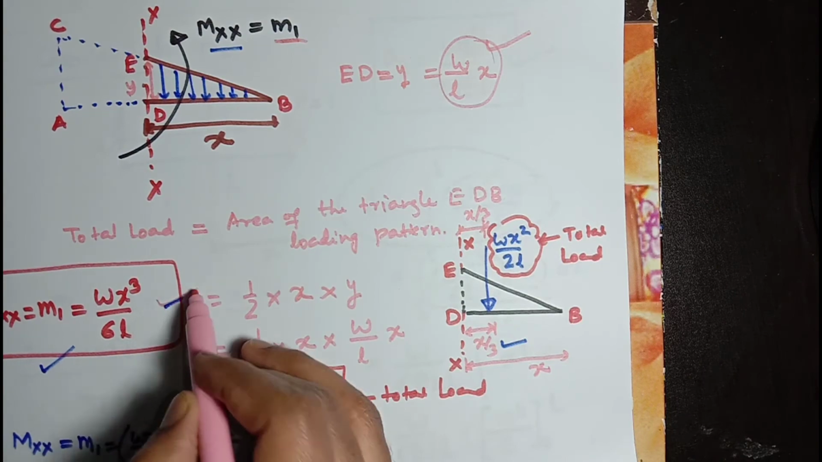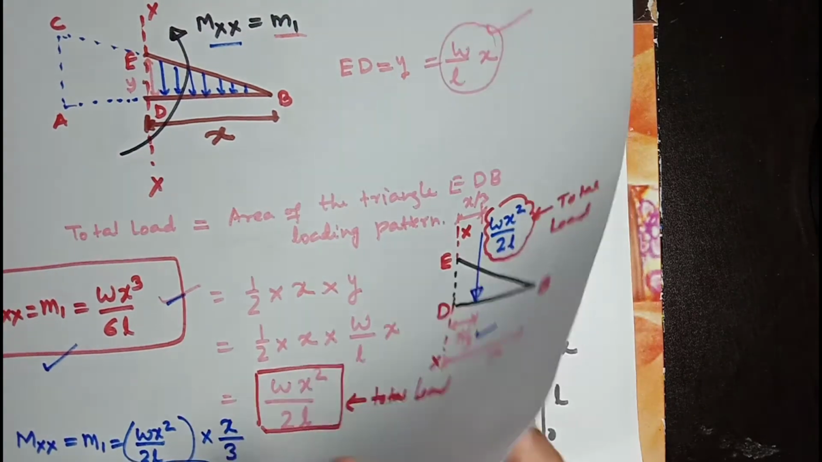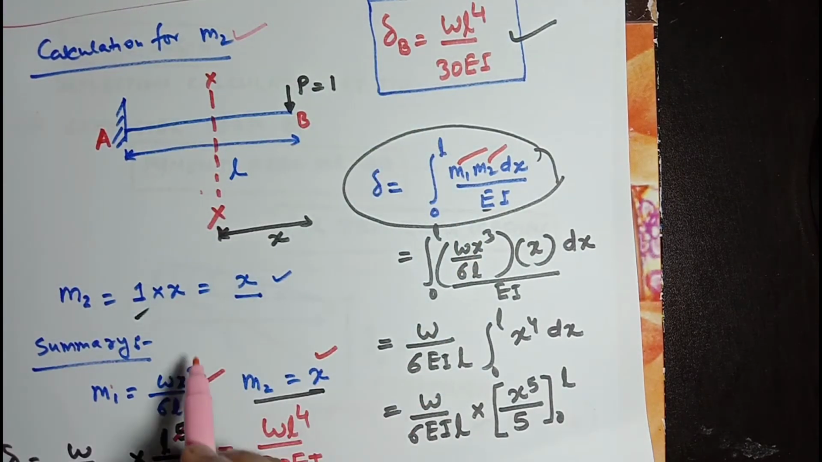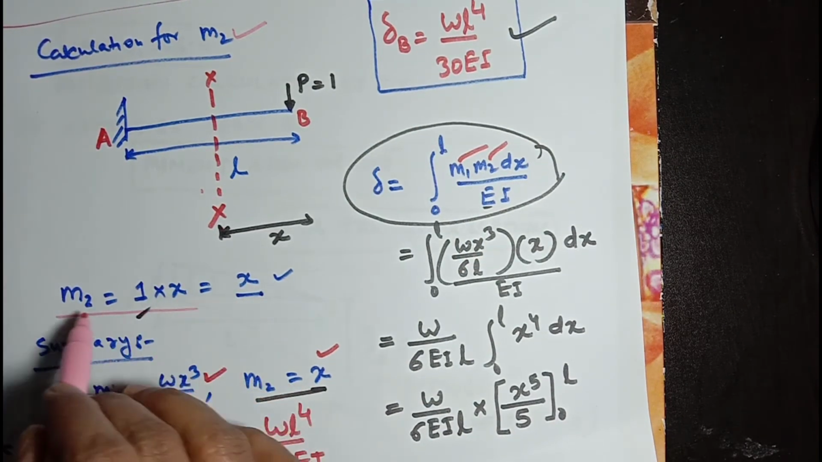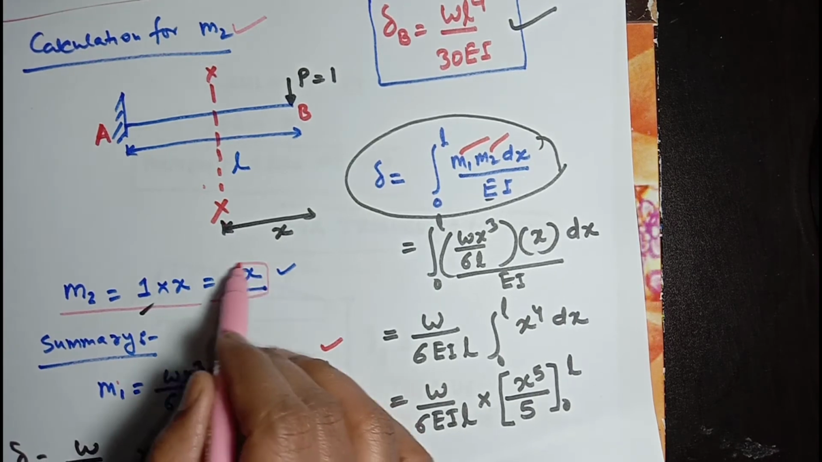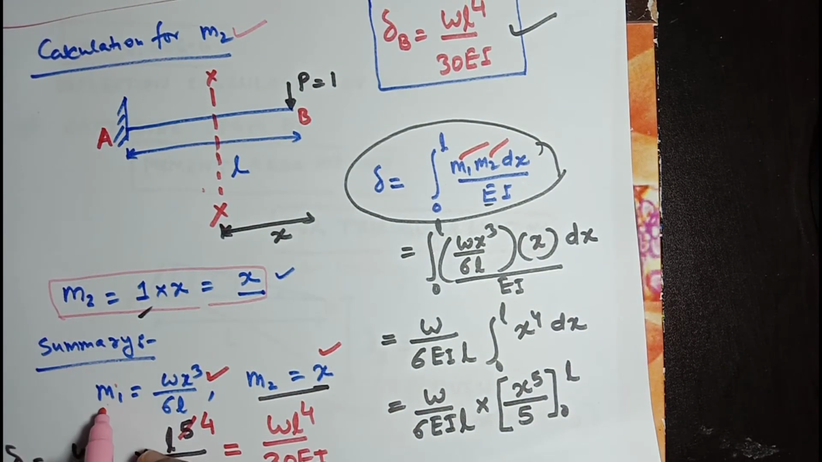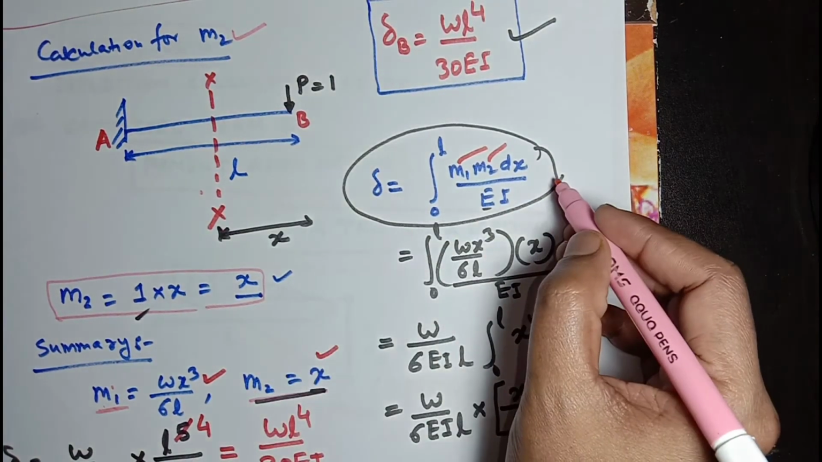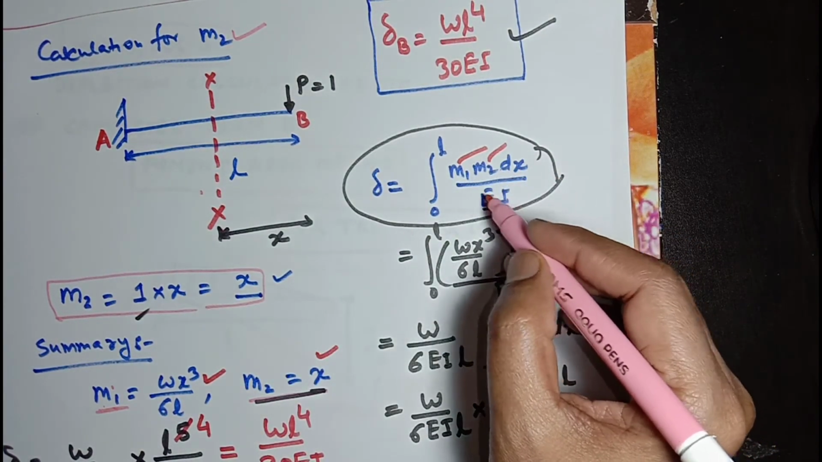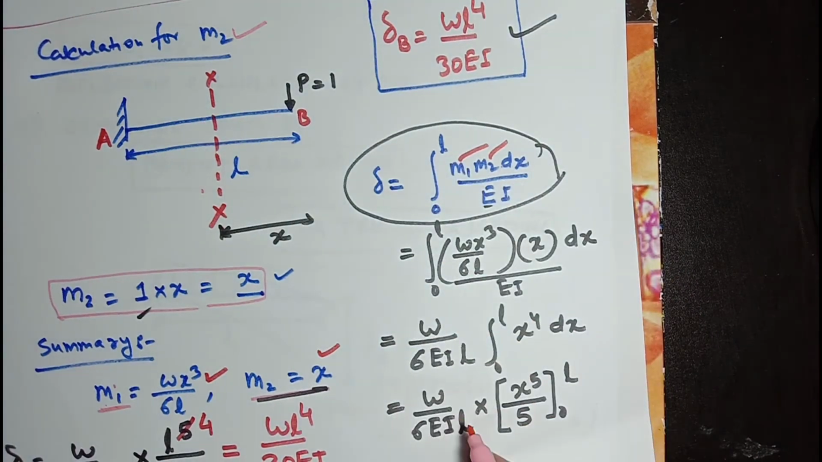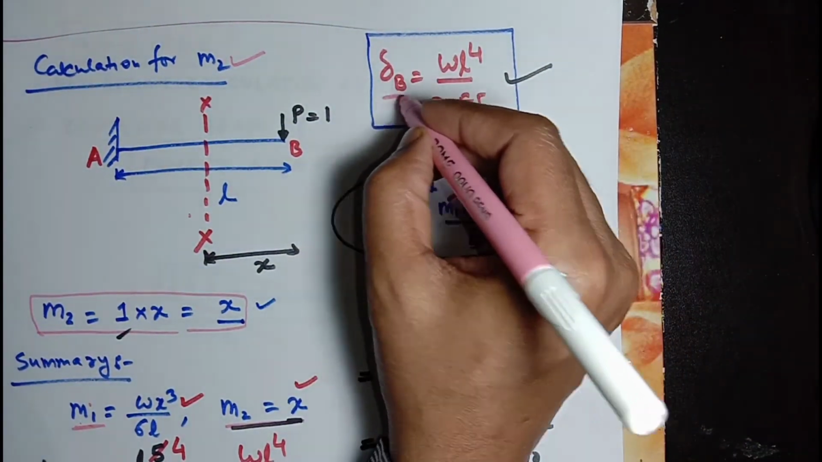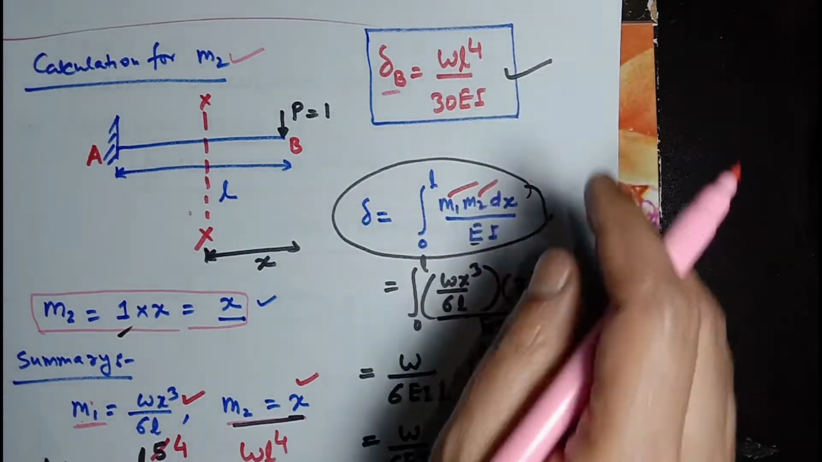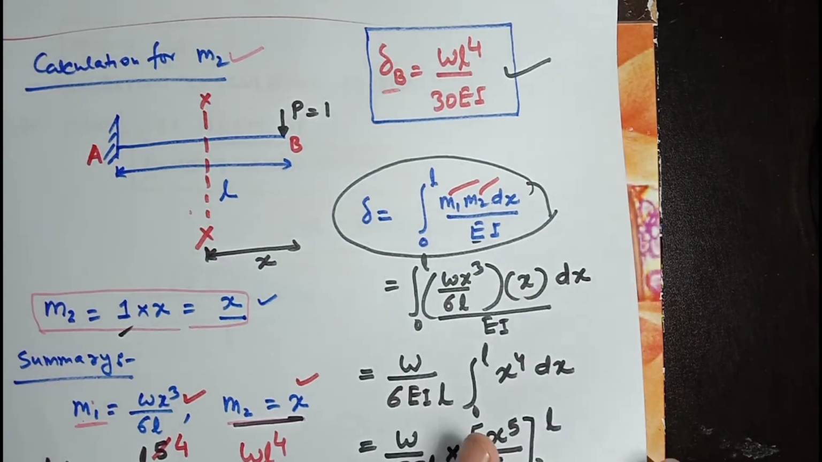The calculated M1 value was this one. Then we came up to calculate the M2 value, and this was the M2 value calculated here. You can see the M1 value was 1, and the M2 value is this. In integrating M1 M2 dx divided by EI, integral 0 to L, we found deflection delta B as WL to the power 4 divided by 30 EI. This was the calculated value of deflection at point B.